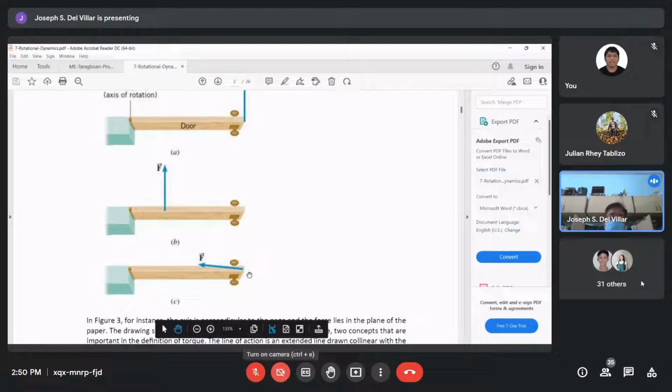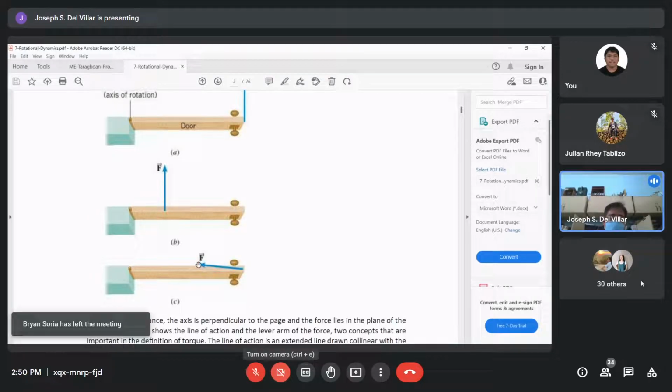And when the force is almost passing through the axis of rotation, the torque is almost nearly equal to zero. Okay? So in this case, if you trace the line of action of the force, o dito, hanggang dito yung line of action niya. Okay? So, kakaunti na yung lever arm.